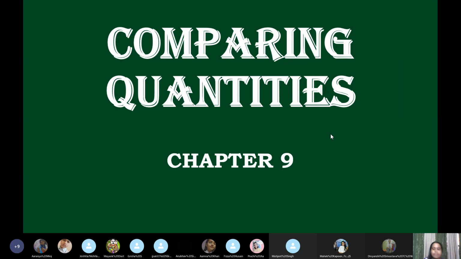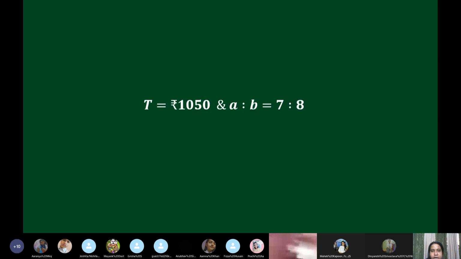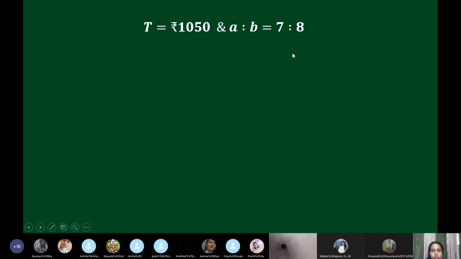In this chapter, see question number 2 in your book, exercise 9.1. Divide rupees 1050 in the ratio of 7:8. That means the total quantity you have to divide is 1050, and A is to B ratio is given as 7:8.